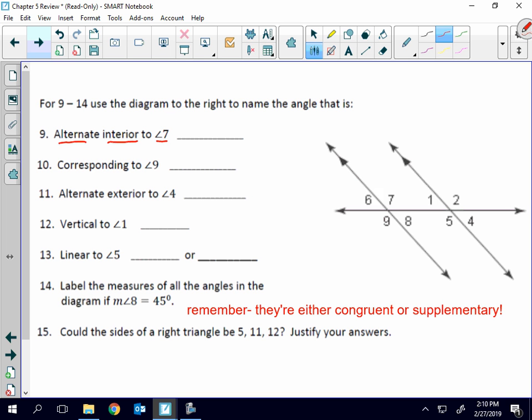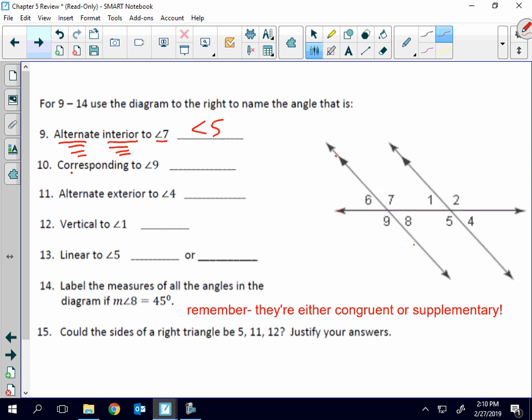So we find angle 7 and show it like this, and find the one that's alternate interior. Interior means inside, alternating means on the opposite side of the transversal. So here it is, inside and on alternating sides of this transversal. And of course, inside means inside the parallel lines, right? Those are both inside the parallel lines, but on opposite sides of the transversal. So that would be angle 5.